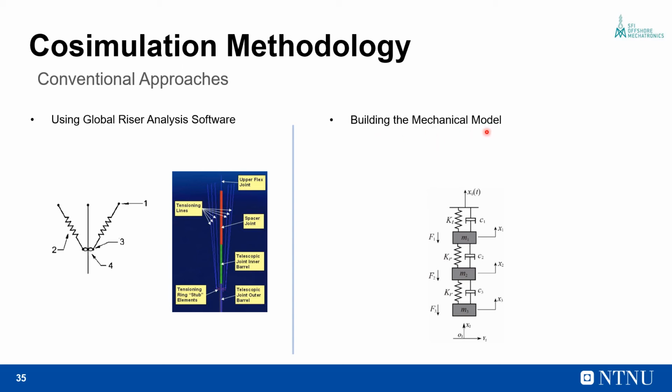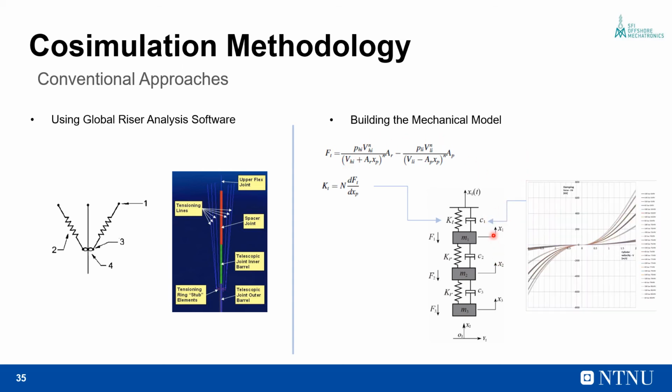In the mechanical model approach, the entire system is modeled as a spring mass damper system, where the stiffness of the riser tensioner system is specified based on the pressure volume relations, while the damping of the riser tensioner system is obtained from the damping curves of the anti-recoil valve. Both these methods involve the simplification of the riser tensioner system.